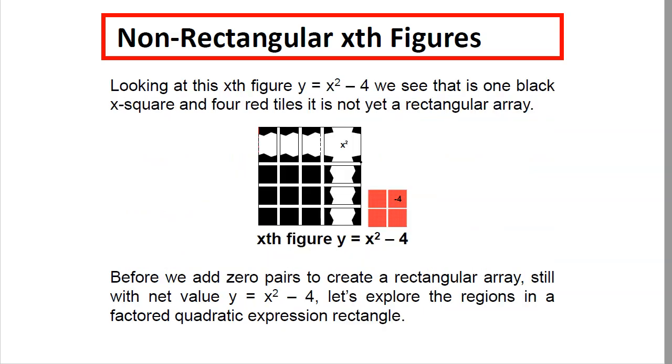Looking at this x figure for y equals x squared minus 4, we see that it's 1 black x square and 4 red tiles. It is not yet a rectangular array. Before we add 0 pairs to create a rectangular array, still with net value y equals x squared minus 4, let's explore the regions in a factored quadratic expression rectangle.